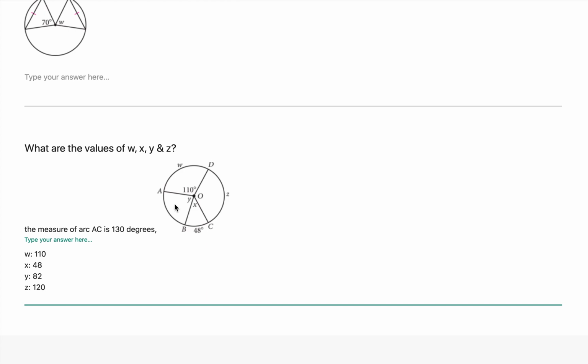And then to find the arc that's being represented by Z, we're going to add up 48 plus 82 plus 110 to find our missing value of Z, which is 120 degrees.